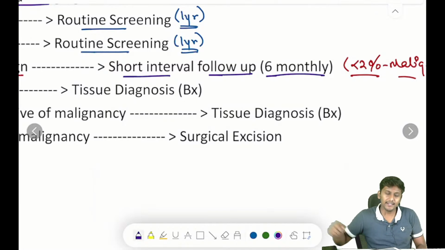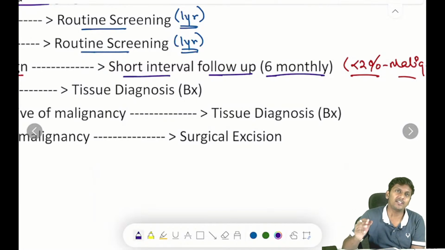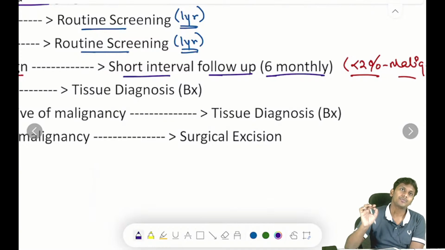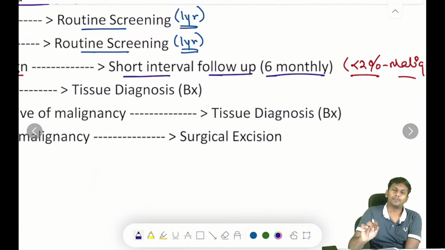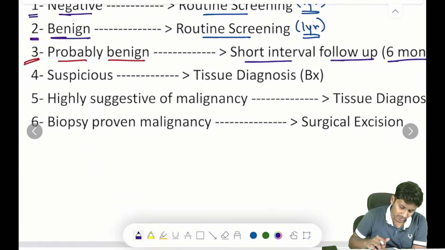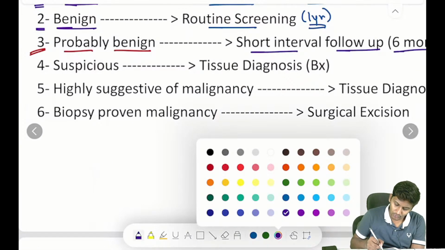or at least you are going to follow up this patient after every 6 months with the help of some ultrasound or a mammography. ठीक है, depending on the age group, हर 6 महीने में तुम्हें अल्ट्रासाउंड या मैमोग्राफी रिपीट करनी होगी पेशेंट में. ठीक है, तो दैट हैज टू बी डन. नेक्स्ट इंपॉर्टेंट इज BIRADS 4 now.